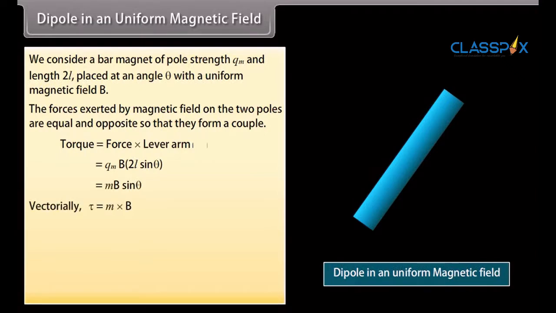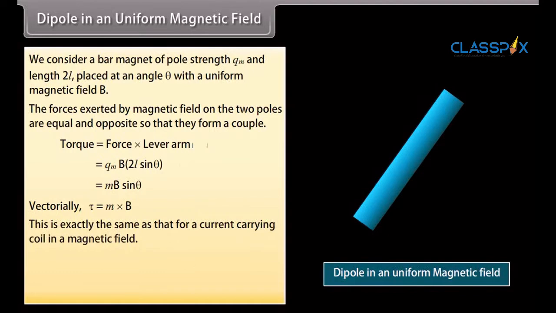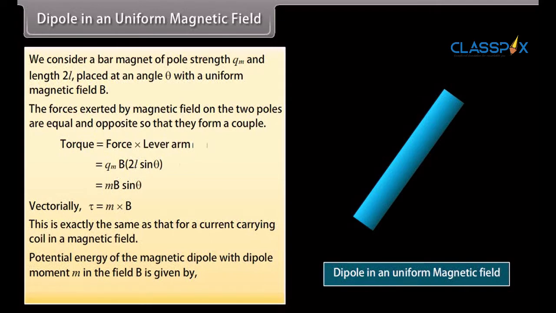Vectorially, it is represented as τ equal to the cross product of m and B. This is exactly the same as that of a current carrying coil in a magnetic field. Potential energy of the magnetic dipole with dipole moment m in the field B is given by negative dot product of m and B.